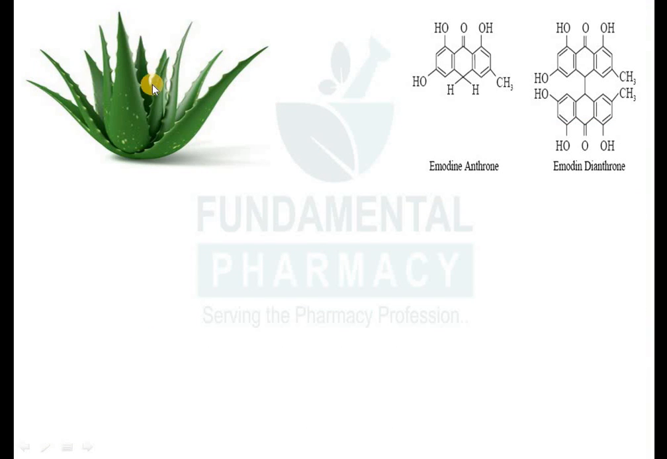Now this is aloe vera leaves. Okay, so in that you will have emodin dianthrone and emodin anthrone. Emodin anthrone is a single structure. अगर डबल बनता है तो उसको बोलते हैं इमोडिन डायंथ्रोन.